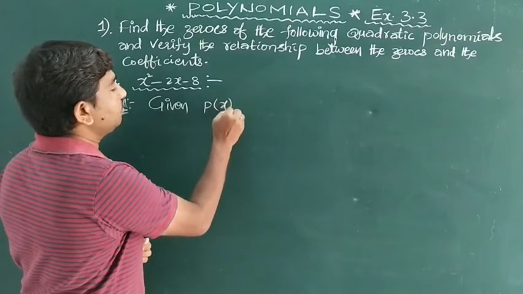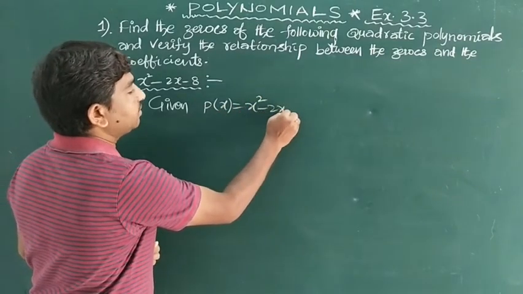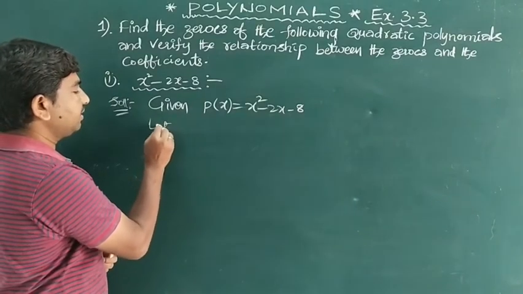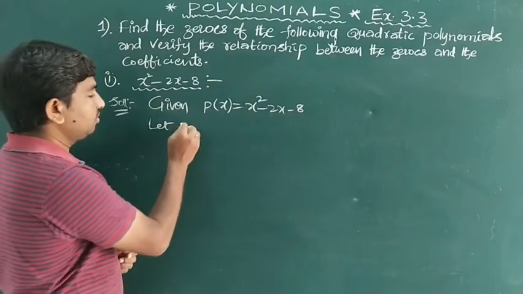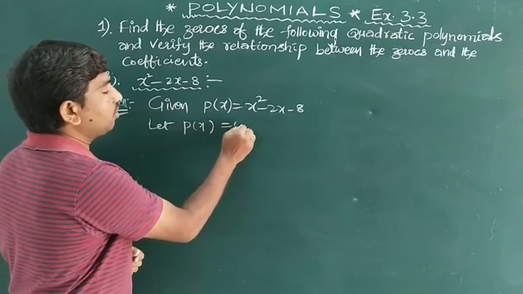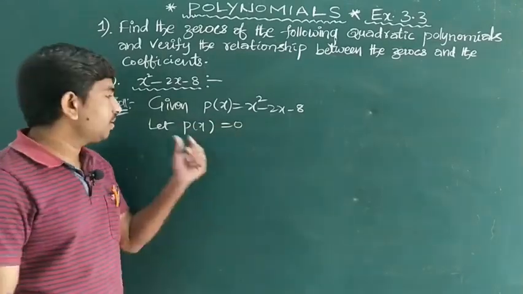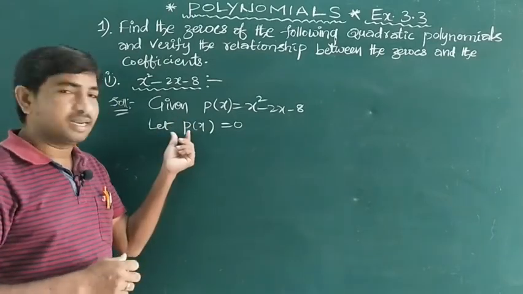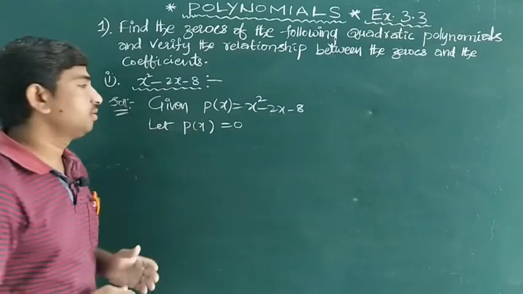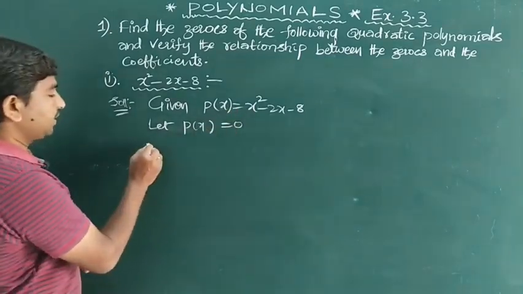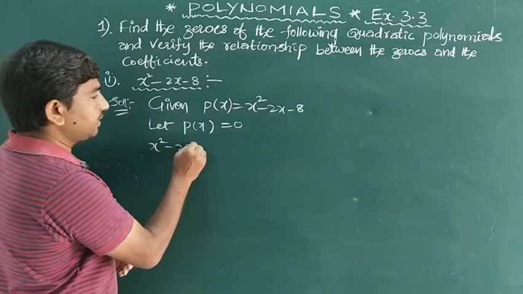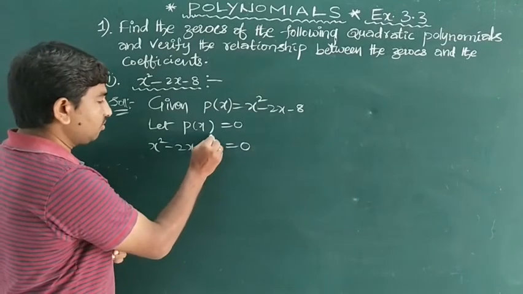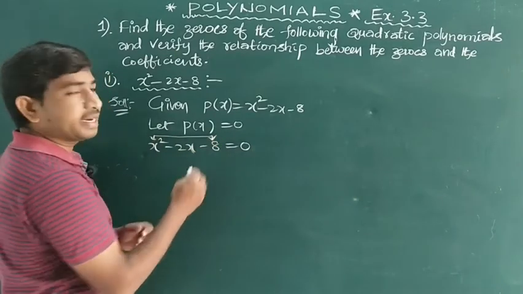So p of x is equal to x square minus 2x minus 8. Let p of x be equal to 0, because to find the zeros for this polynomial, we need to consider p of x equals 0. So x square minus 2x minus 8 is equal to 0. For finding the zeros, we have to use the factorization method, splitting the middle term.